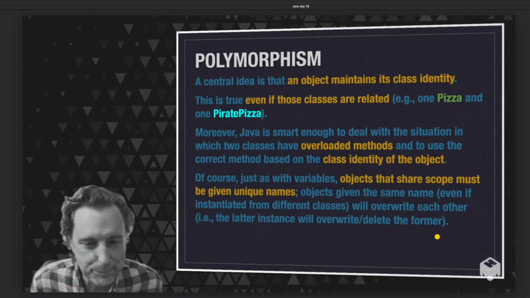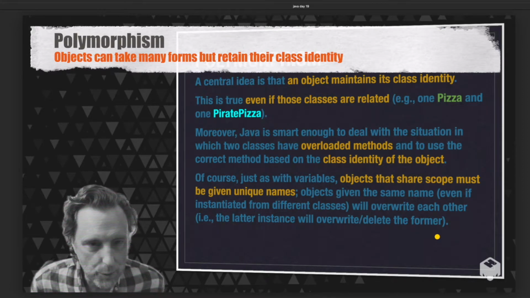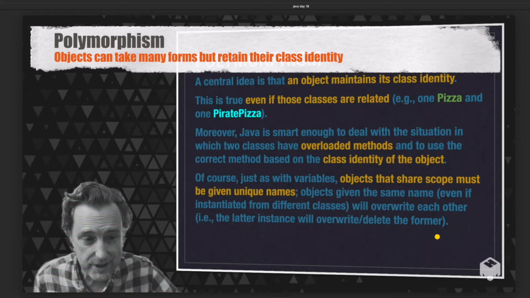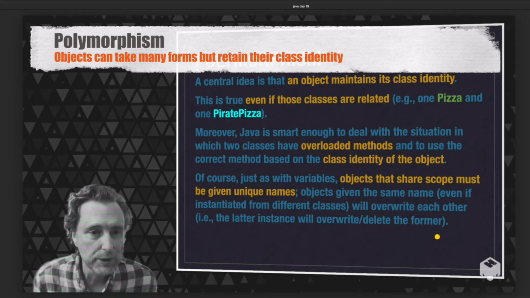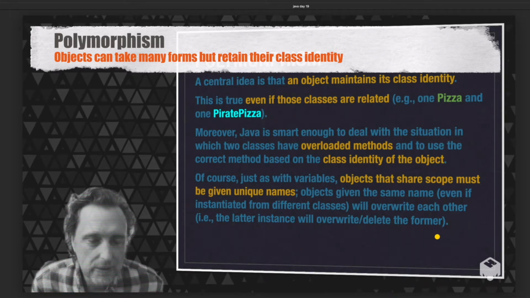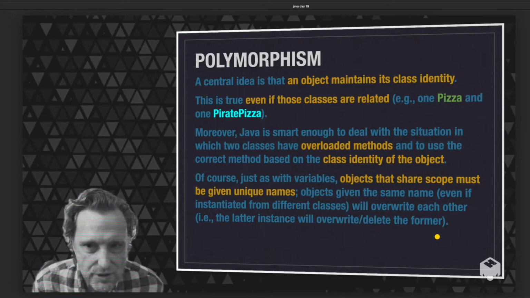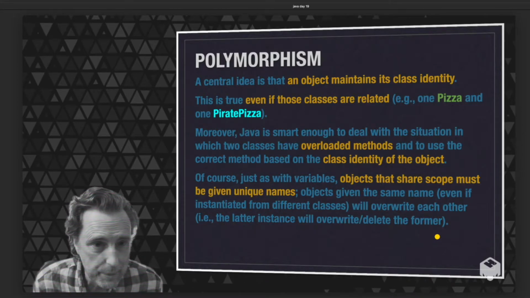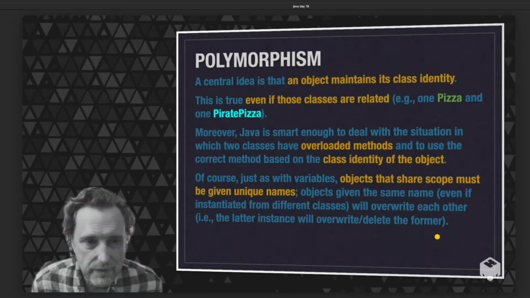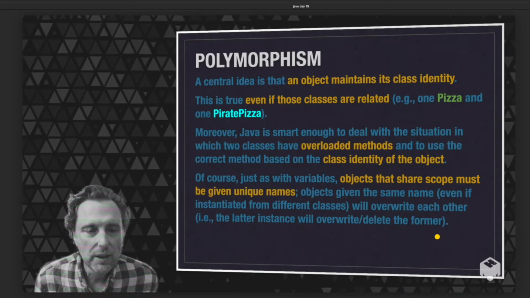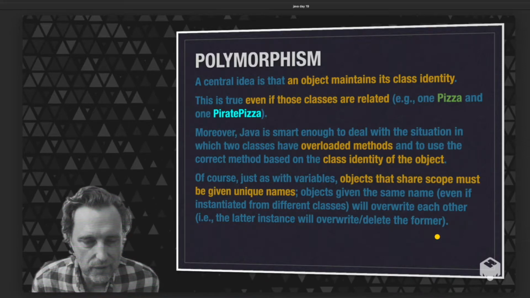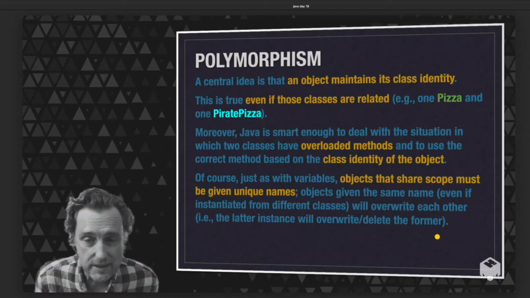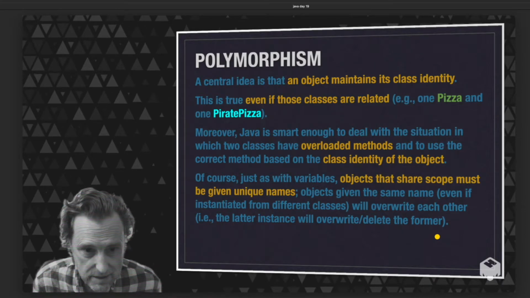So polymorphism can be thought of in several different ways. There are different forms of polymorphism that you could talk about, but it boils down frequently to something along the lines of an object maintaining its class identity. So a pizza is always a pizza, and a pirate pizza is always a pirate pizza. Java doesn't get confused and, when you create a pirate pizza and call it P2 or whatever, later wonder, well, wait, was P2 a pizza or a pirate pizza? It doesn't wonder because the object has a class identity.